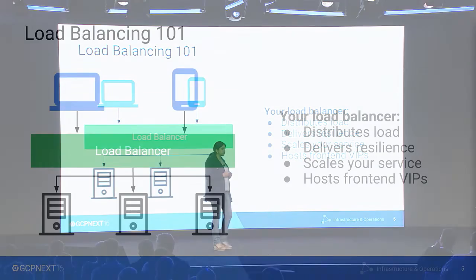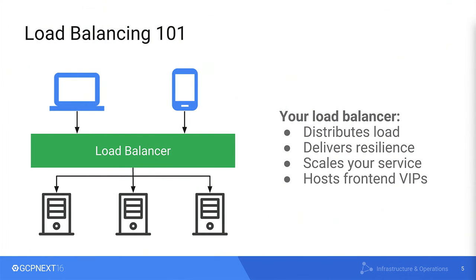Now, load balancers were created to deliver high availability and to scale the services. If you look at a load balancer, as you can see there, you have your backends. These are the ones that actually service your clients. You stick a load balancer in front, you put a front-end VIP on it, and voila, you have a service where the load is distributed across all of these servers. You have a service that's resilient, because if one of these fails, your load balancer will seamlessly route the request to another healthy instance. You can scale your service now, because you simply stick another server there and it scales up. And lastly, a load balancer is the one that hosts your front-end VIP.